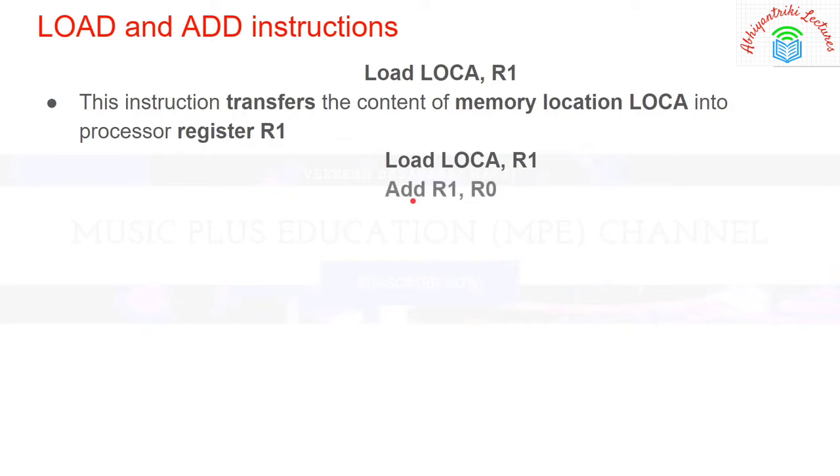Now we will take two instructions, Load and Add. LOCA is 25. This 25 is transferred to R1. R1 is equal to 25. Add R1, R0. So R1 is equal to 25 and R0 is, for example, equal to 15. I'm just taking an example. Now what am I doing? I'm performing the addition operation. 25 plus 15 is 40. The final result will be stored in the R0 register, right?